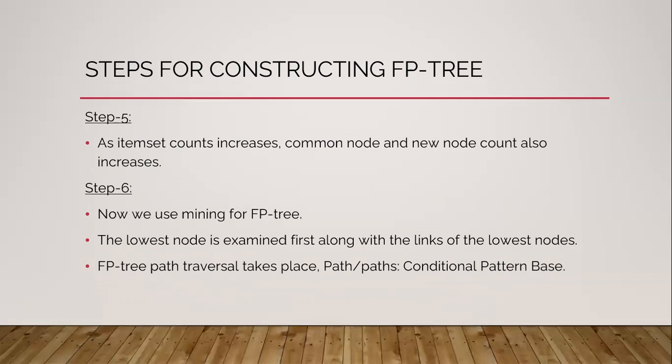Step 6, the next step is data mining of the FP-tree. For this, the lowest node is examined first along with the links of the lowest nodes. The lowest node represents the frequent pattern of length 1. From this, the traversal of the path in the FP-tree takes place. This path or paths are called the conditional pattern base. The conditional pattern base is a sub-database consisting of prefix paths in the FP-tree occurring with the lowest node suffix.